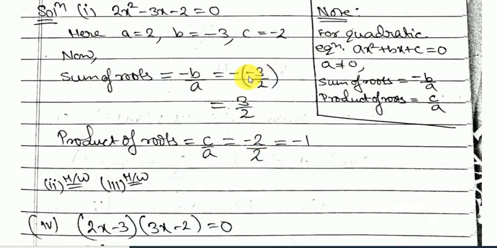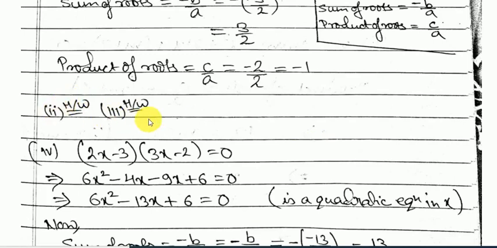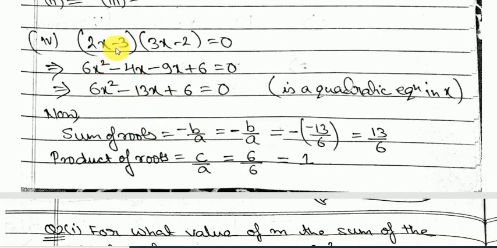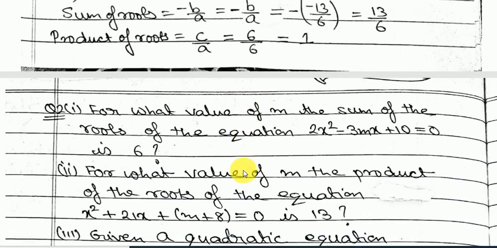So here minus 3 is the b and upon 2, a is 2. Then you get minus minus plus, so 3 by 2. C is minus 2 and a is 2, so you get minus 1. So in the same way do 2 and 3 by yourself. Now 4, firstly you have to simplify this, and you have to get this into ax squared plus bx plus c is equal to 0 form. Then you know how to find the sum of the roots and the product of the roots. Sum of the roots is minus b upon a, product of the roots is c by a.